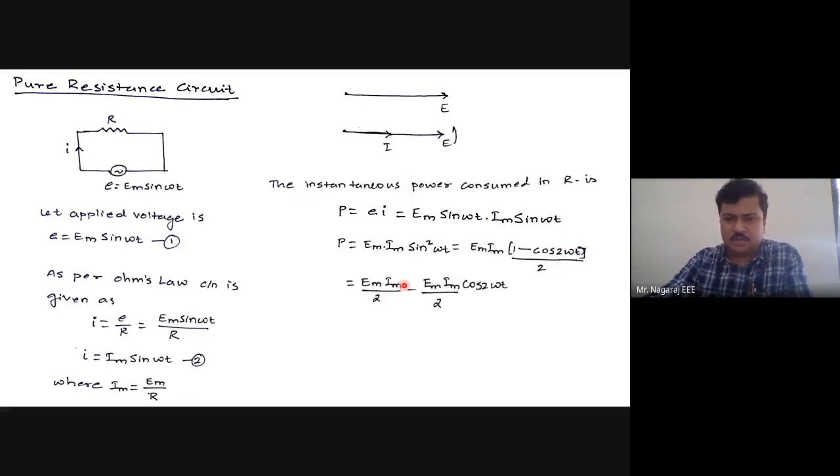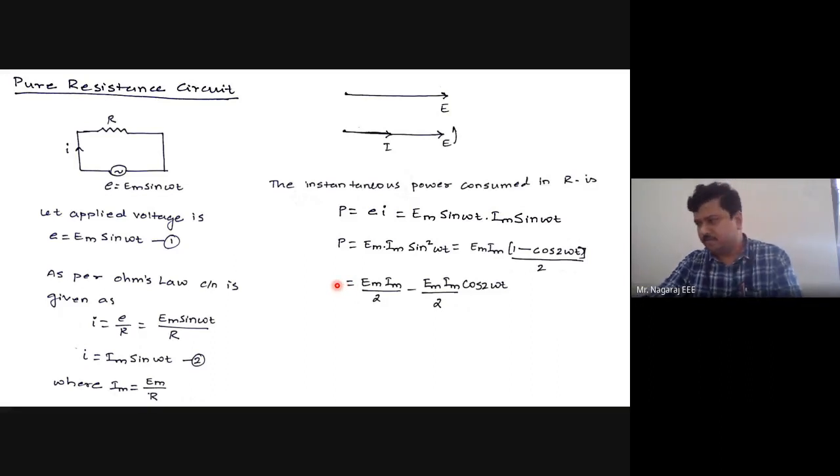And in this simplification of power, I will get 2 terms. One is Em Im by 2. Second is Em Im by 2 into cos 2 omega t. Now we have to decide what is the exact equation of power, or should I keep it as it is? If I keep it as it is, what is the problem? If I should not keep it as it is, which term should be taken out, and why should it be taken out? Now one thing we should know is that power is a scalar quantity.